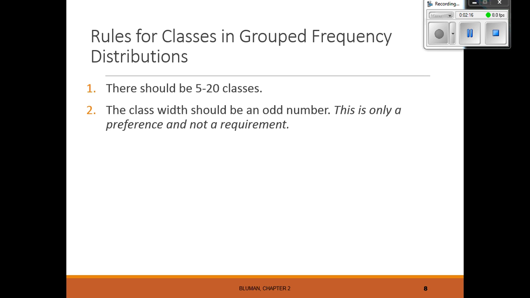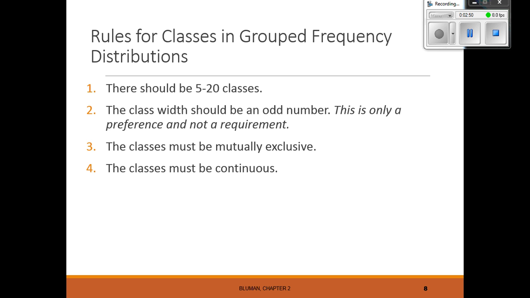The way you can change that is by changing how many classes you have. So if having 6 classes gives you an even class width, you can maybe move it up to 7 or 8 or 9 classes, which would then give you an odd number. Your classes must be mutually exclusive. What that means is there's no overlapping between 2 consecutive classes, or any classes for that matter. You really shouldn't run into anything except for successive classes. So you can't overlap. Okay? They must be continuous. So not only can they not overlap, but you can't have gaps either.